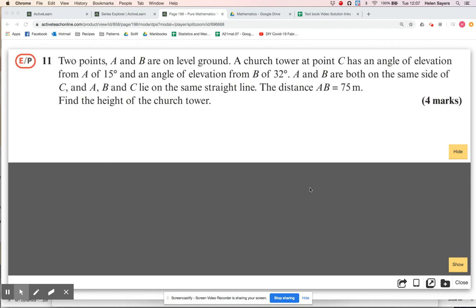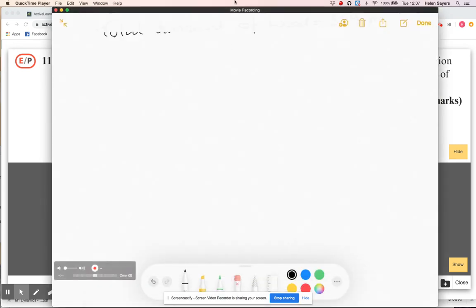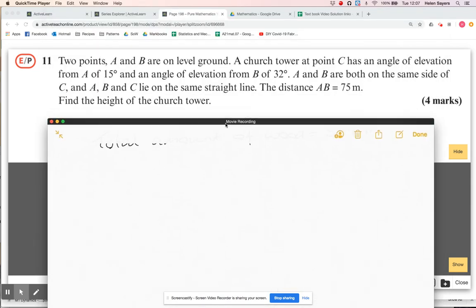We mix exercise 9 from the first year core textbook on trig, and we are on question 11. So let's get a sketch of what they're describing. Okay, so A and B are on level ground, and then we've got a church tower at C. I think we need to read this through before we start sketching.